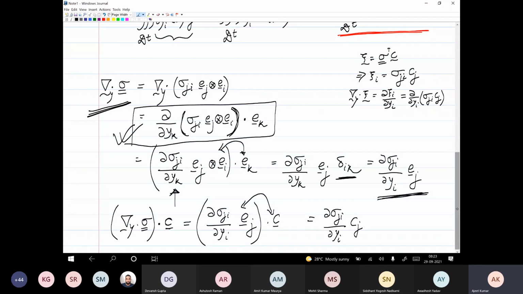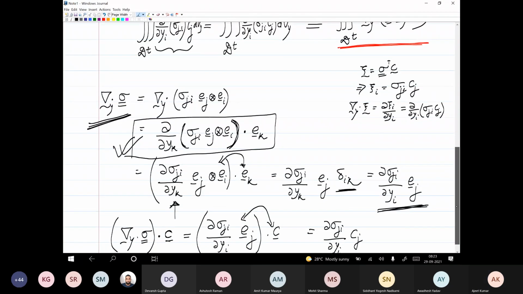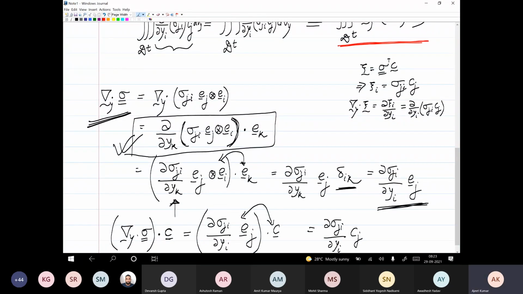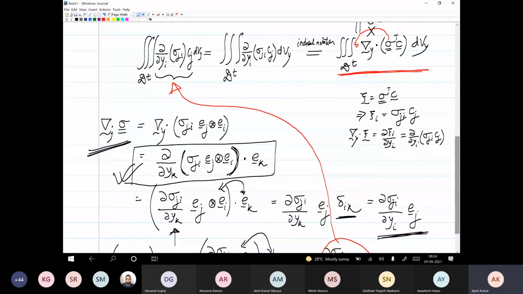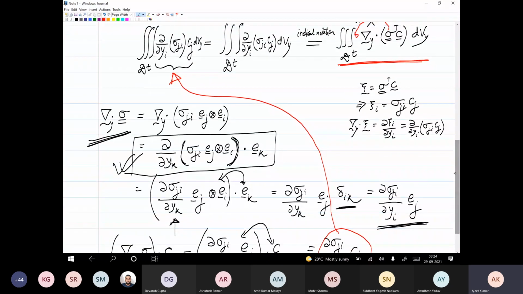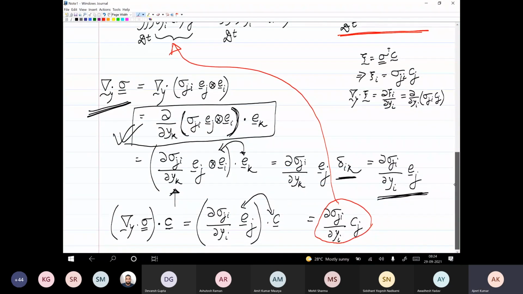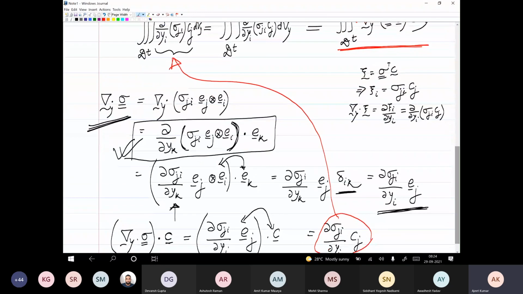Okay, and isn't this what you have over here? So this thing that you found out, isn't this what you have over here? Right? So this switching from indicial and back to tensor has been able to tell us that the tensor form of this thing here is this particular tensor.